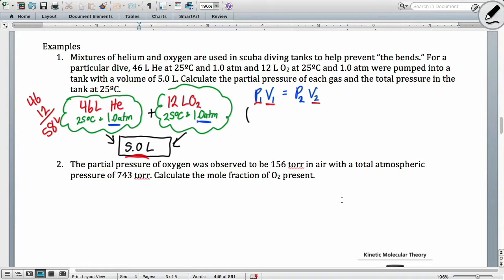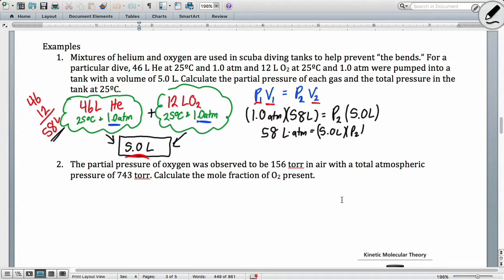So P1, like I said, both of them were at 1 atmosphere. V1, they had a volume of 58 liters, equals P2, which is what we don't know, times V2. We know they got compressed to a volume of 5.0 liters. Okay, so let's solve it out. We have 58 liter times atmospheres equals 5.0 liters times P2. Divide by 5 liters.